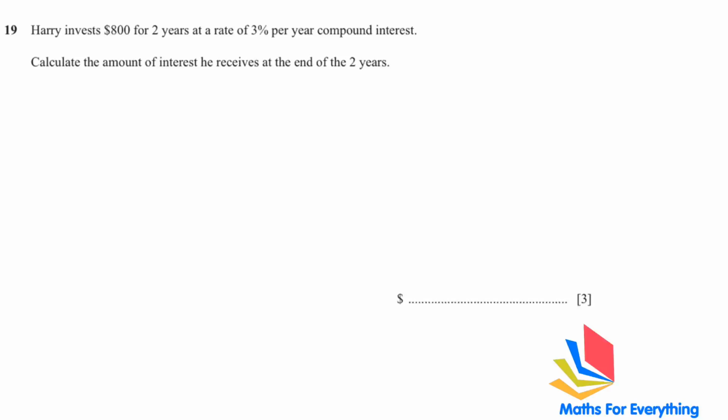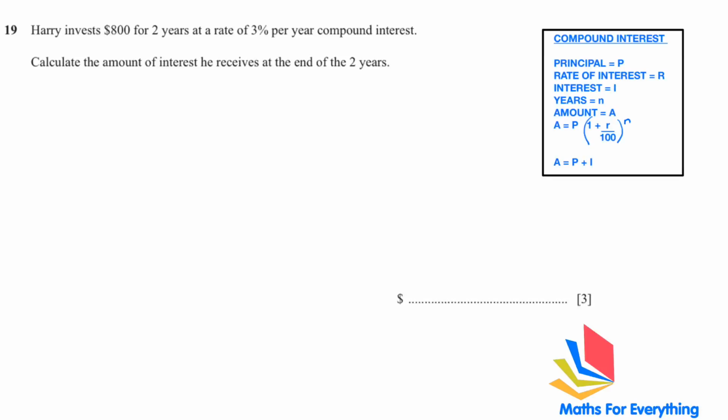Question number 19. Harry invests $800 for 2 years at a rate of 3% per year, compound interest. Calculate the amount of interest he receives at the end of the 2 years. So we need to use the compound interest formula, which is A is equal to P bracket 1 plus R over 100 to the power N, where A is the amount, P is the principal, that is your starting amount which you are going to invest, R is the rate of interest, N is the number of years, and I is interest, which we are going to use in this formula.